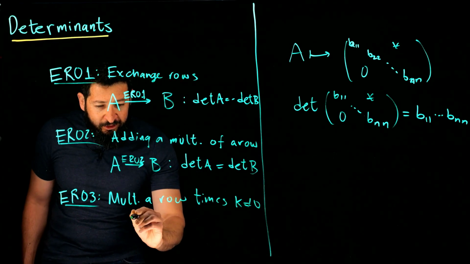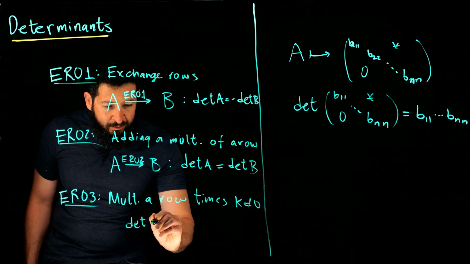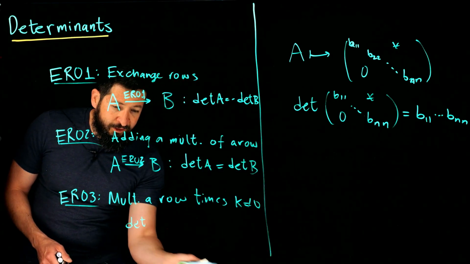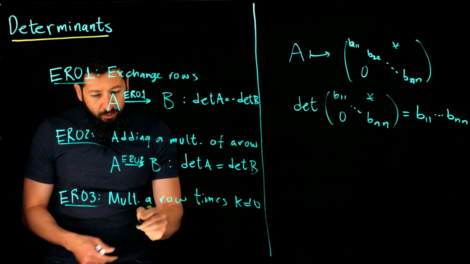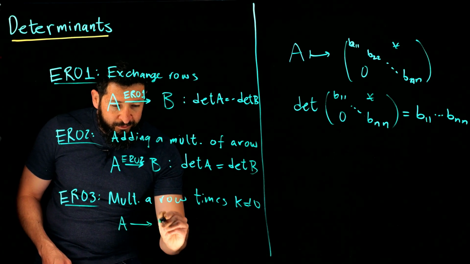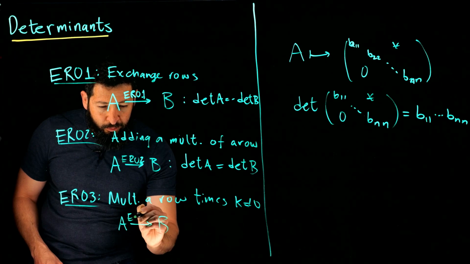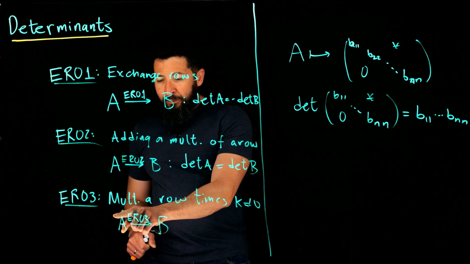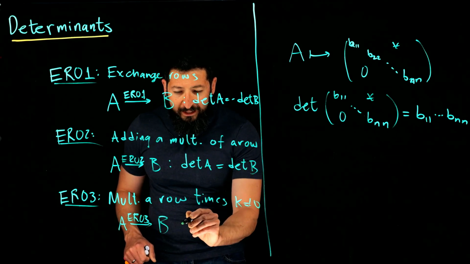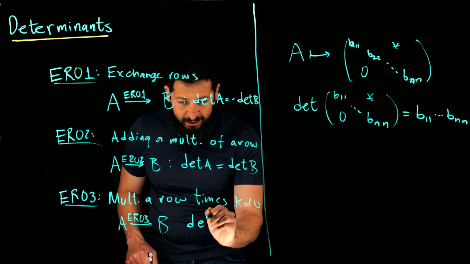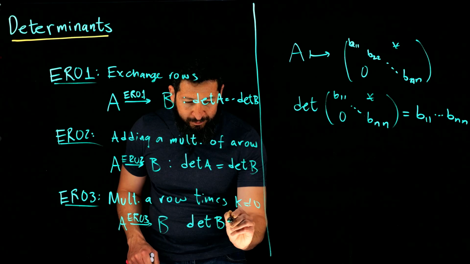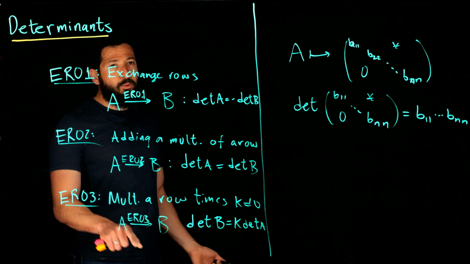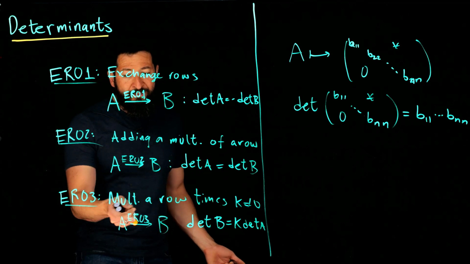What that's going to do to the determinant, oh, I should have written which matrix I'm performing the operation on. So you obtain B from A by performing an elementary row operation of the third type. You're multiplying a row of A times some constant k. So the determinant of B is now going to be k times the determinant of A. But usually you want to find the determinant of your original matrix, A.